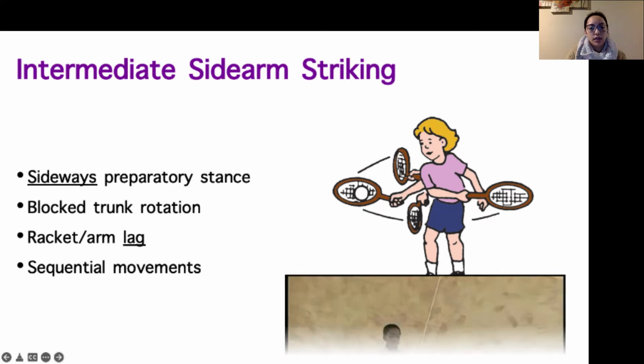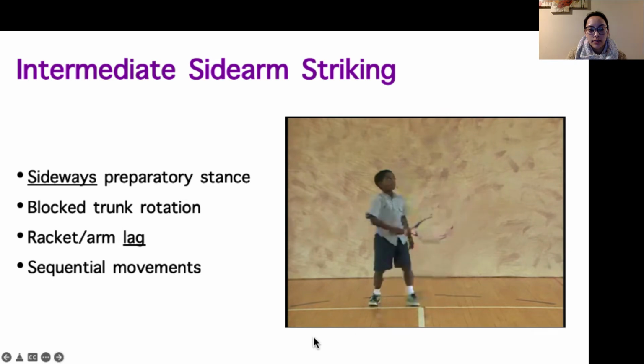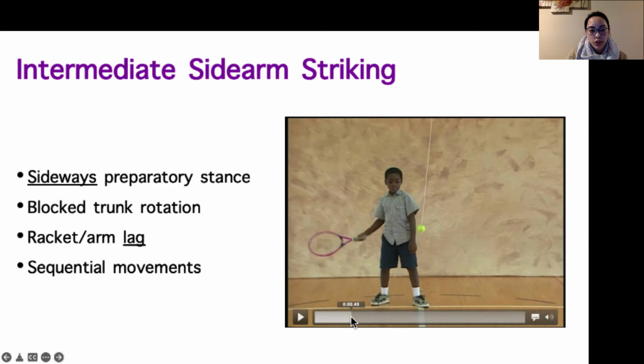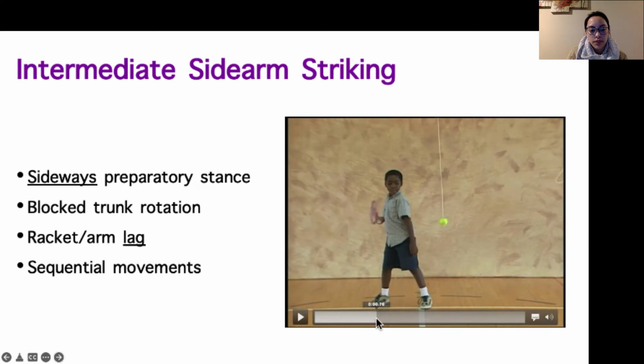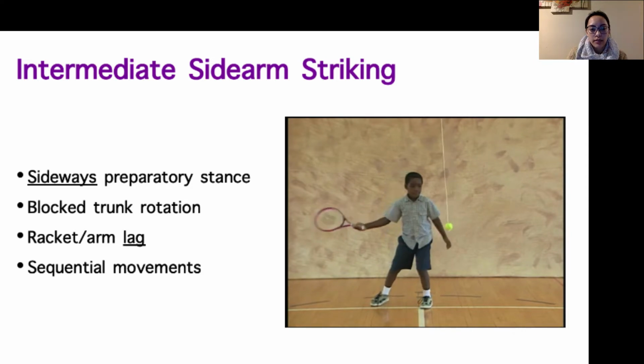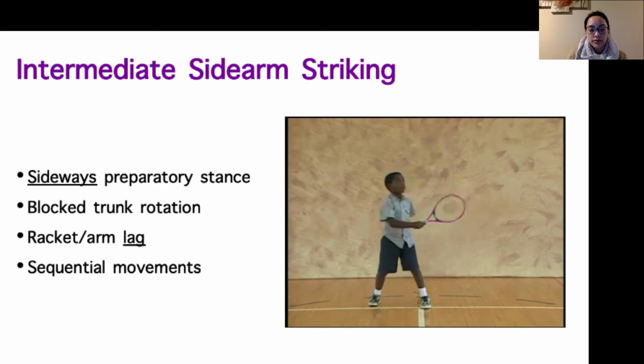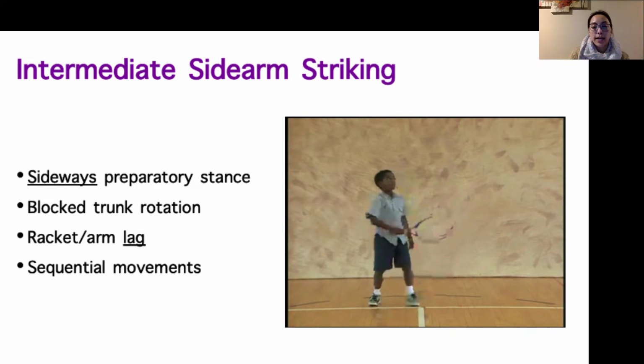Okay. I do have a video example of intermediate sidearm striking. Again, I don't know why it's not playing. Alright, but you can see a sideways stance in comparison to the forward-facing stance we had in our earlier sidearm striking example. He's got more of a backswing directed in a sideways direction, and uses his body weight to add force to the striking movement.